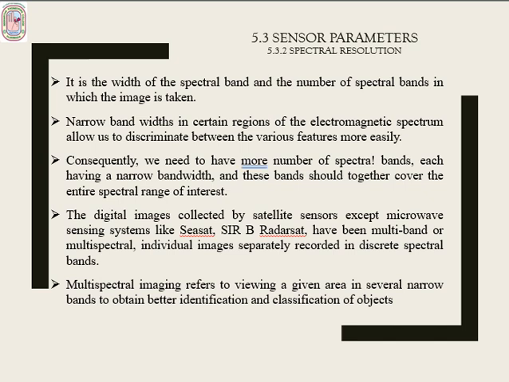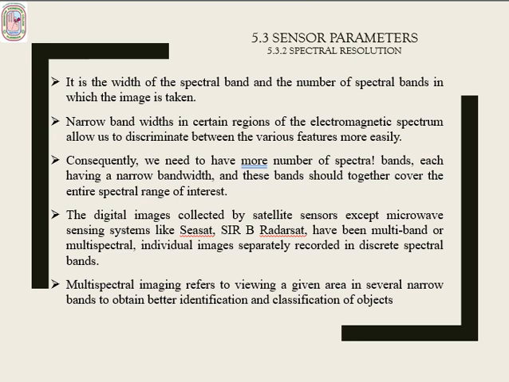Second one is the spectral resolution. It is the number and width of the spectral bands, we can say simply. Otherwise, it is the width of the spectral band and the number of spectral bands in which the image is taken. Narrow bandwidth in certain regions of the spectrum allows us to discriminate between the various features more easily. So, that is nothing but an example of hyperspectral imaging.